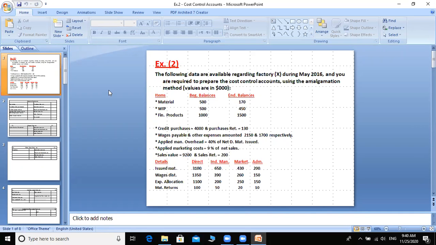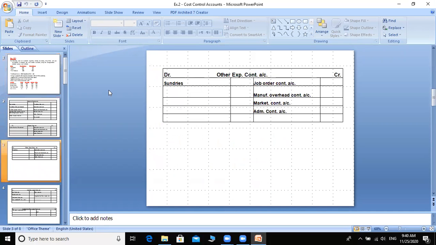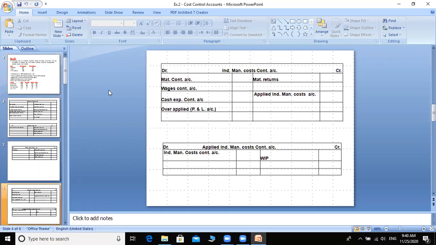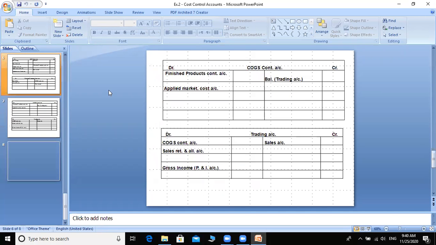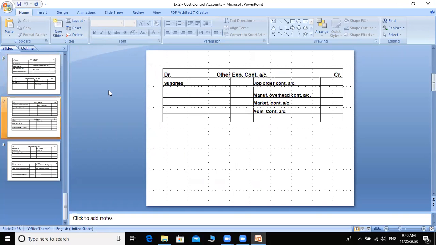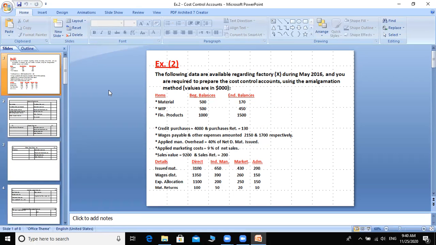If you noted that the solution has no figures. Why? Because I want to solve it in front of you to be able to solve cases. That's why it is solved with you in the PDF, job order number 4, I think, or number 5. But I want to solve it in front of you. It says that the following data are available regarding Factory X during May 2016, and we are required to prepare the cost control accounts using the amalgamation method.